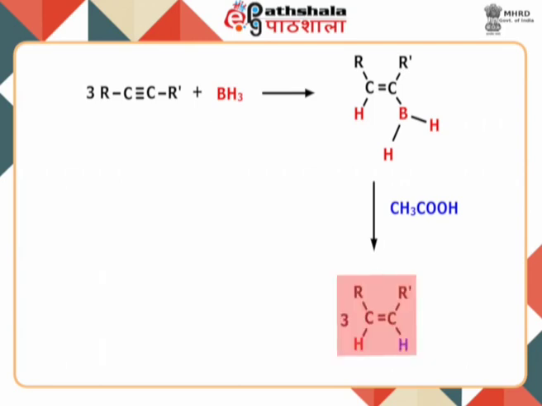One very important thing to notice here is, like the earlier cases, the addition of BH3 is via the 4-membered transition state and that is why it is a syn addition. So, notice you will be getting the cis alkene as a result and not the trans alkene.